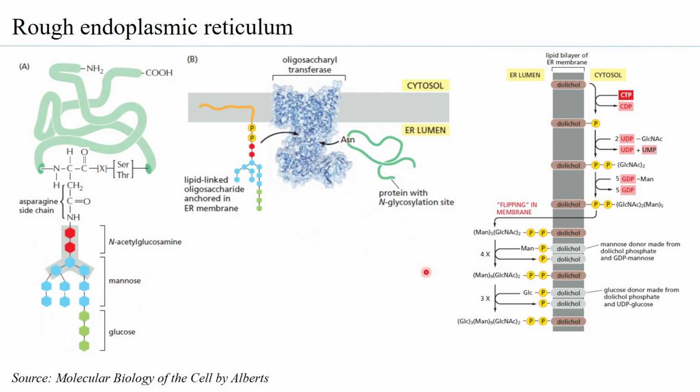So any protein that is glycosylated will always be glycosylated by this oligosaccharide moiety. Please understand that once this oligosaccharide has been transferred to the protein, it can be trimmed, it can be changed. That is, one glucose can be removed or one mannose can be removed. So you can have changes in the sugar moiety happening, but only after the transfer.